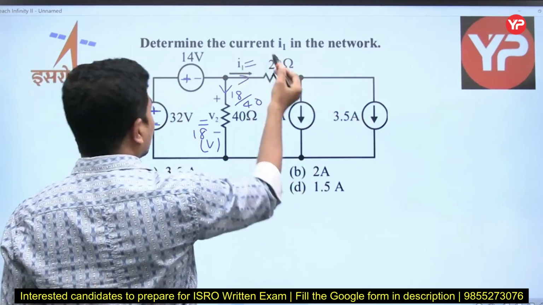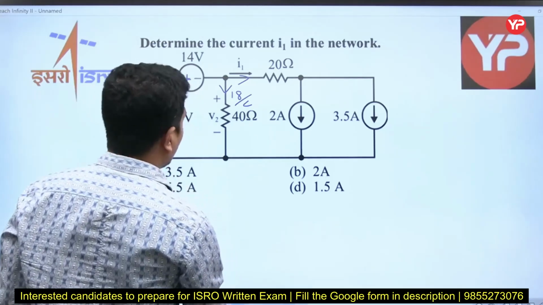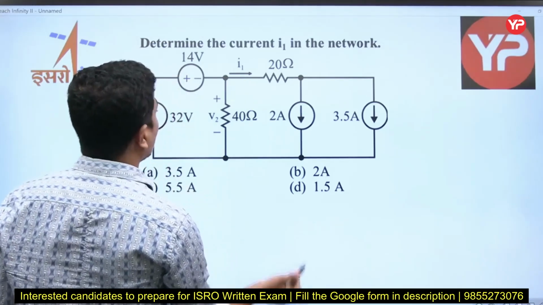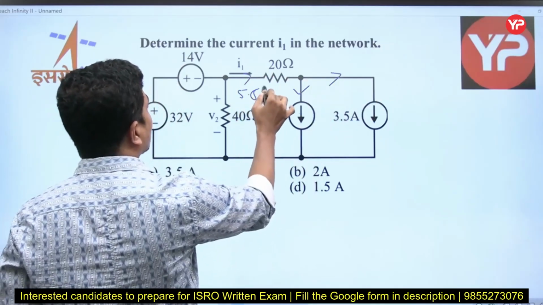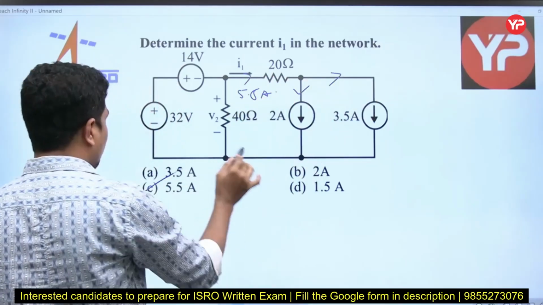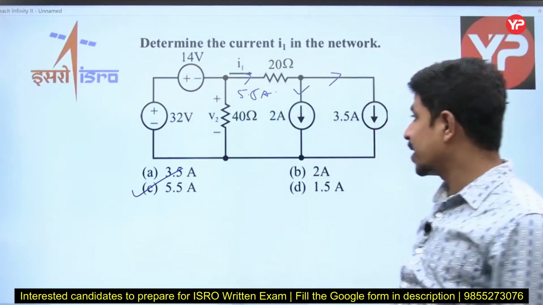Now this I1, you need not do all this nonsense. Forget about the previous one. This is 2, this is 3.5, so this current will be 5.5 amperes, that's all, according to KCL. Option is C. The question-setter gave unnecessary data just to confuse us.